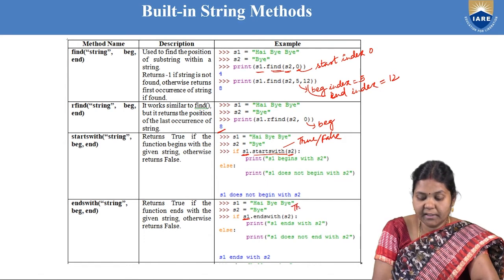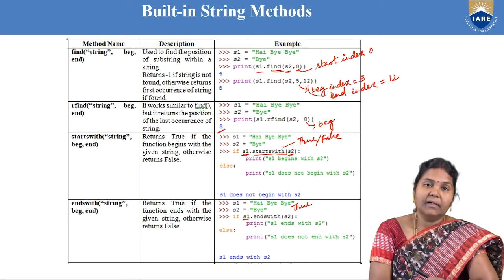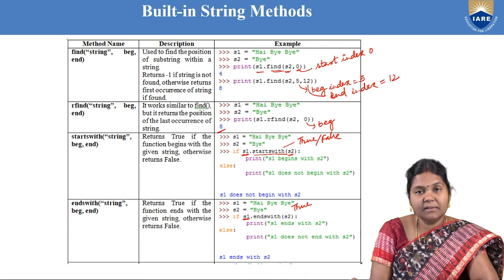Yes. It always returns true or false. So, the answer will be that S1 ends with S2 is true, and you are getting the print message S1 ends with S2. So, here we learned 4 methods, that is find, then rfind, then startswith and endswith string methods. Let us discuss some more methods.